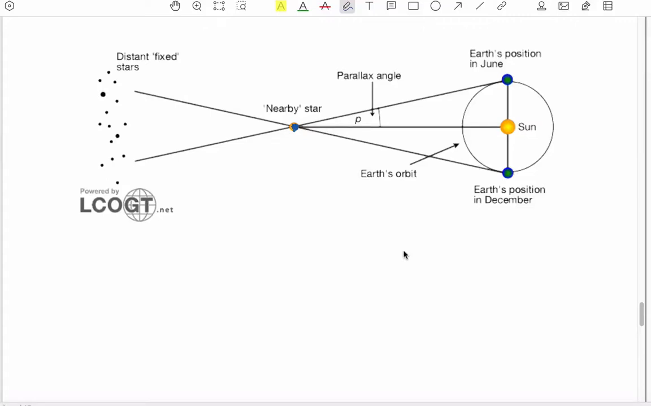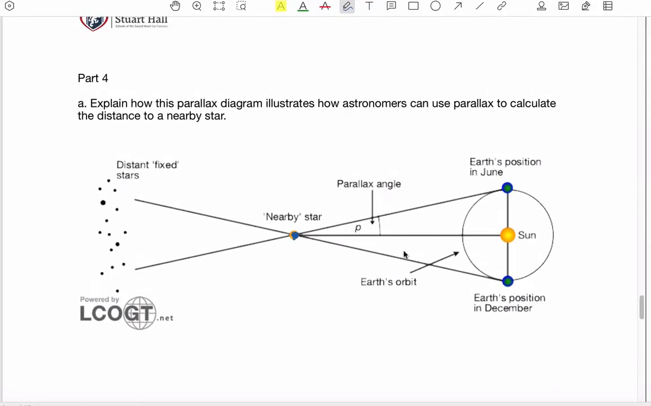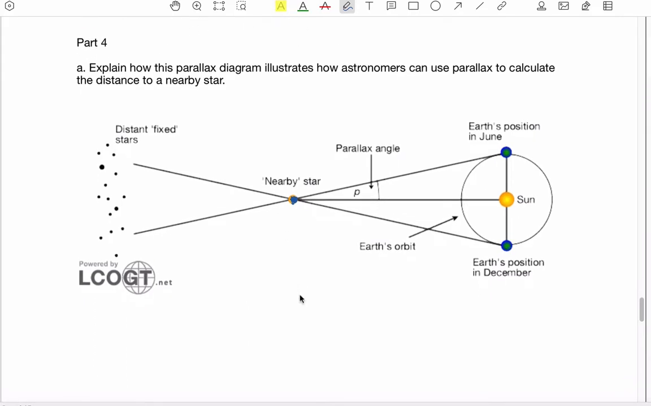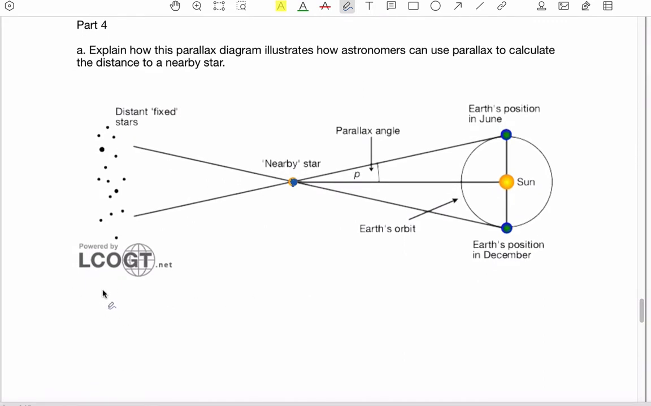This is going to be a bit of a bonus question to talk about how we can use parallax to get the distance to a nearby star. So basically the way parallax works is, the verbal explanation is that we use two measurements to get the parallax angle.